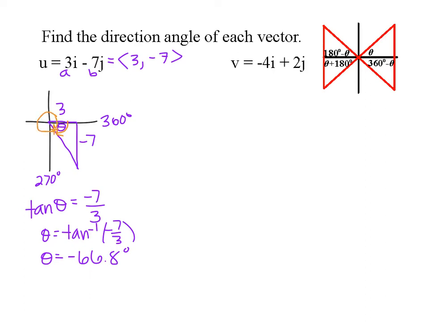So what we need to do is basically just go once back around to get to the positive version of that angle. So what you're going to do is just add 360 degrees to that. It kind of shows up here in the reference angles. If you have a negative theta, you're going to add a positive 360 to it. So your theta is going to be, if you add 360, 293.2 degrees.